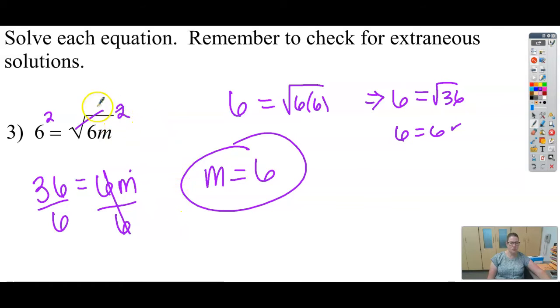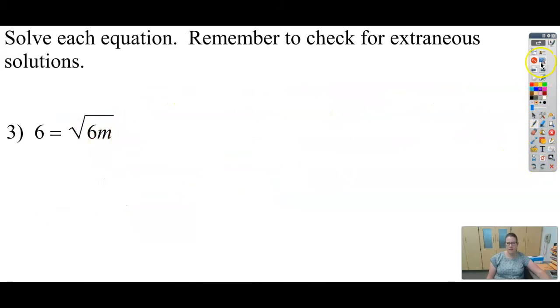Okay, so we're trying to undo the radical. If it's a square root, I undo it by squaring it. And then you just solve as normal, okay? And then just check your solutions. Let's go ahead and skip ahead.